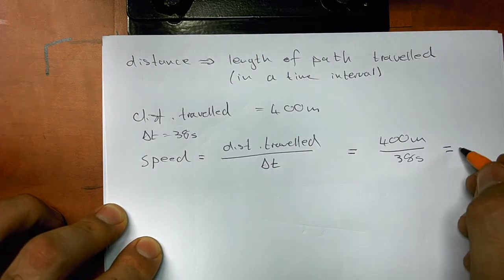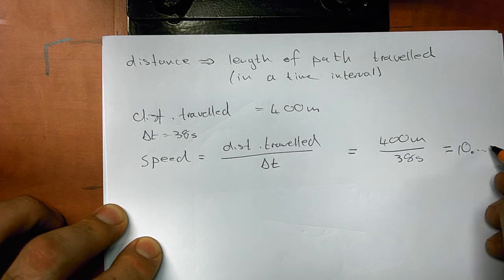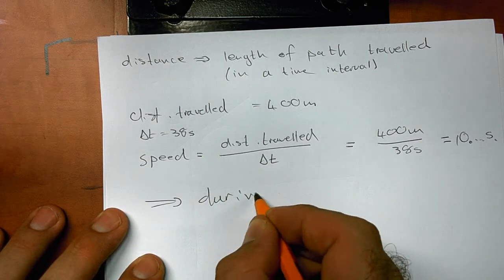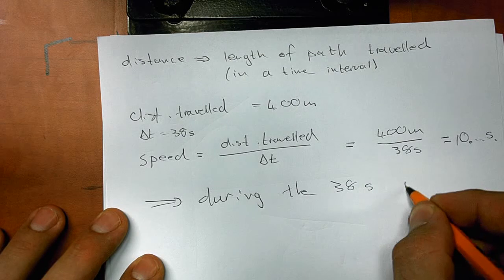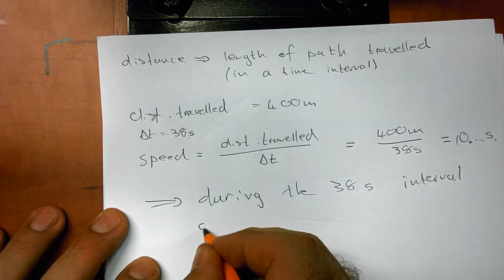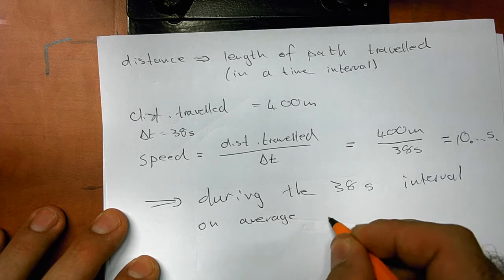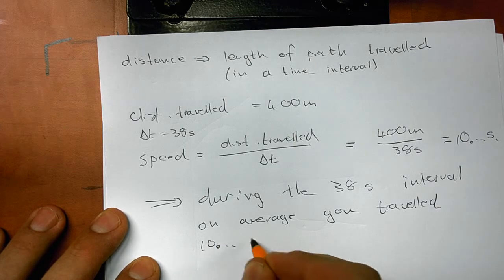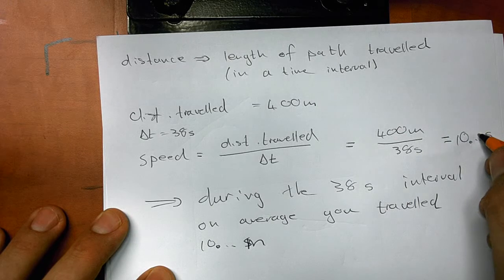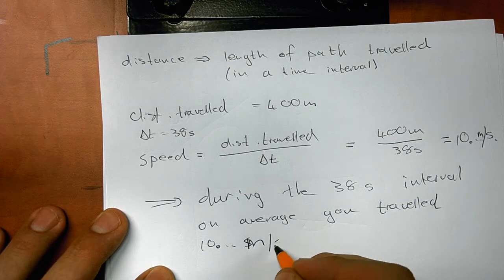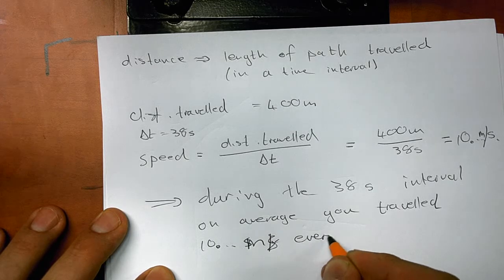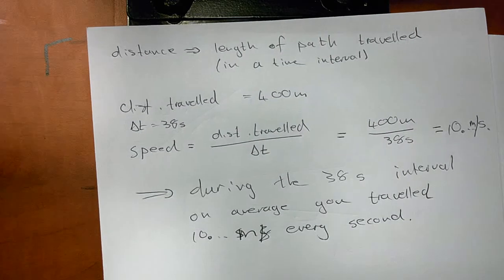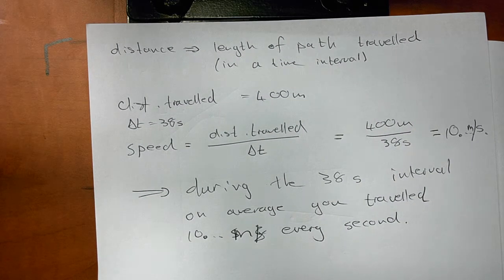And this gives us something like 10.5, I think, whatever, seconds. So pretty good. Now what this means is during the 38-second interval, on average, you traveled 10 point whatever, sorry, that's meters per second, meters every second. So that's pretty quick.